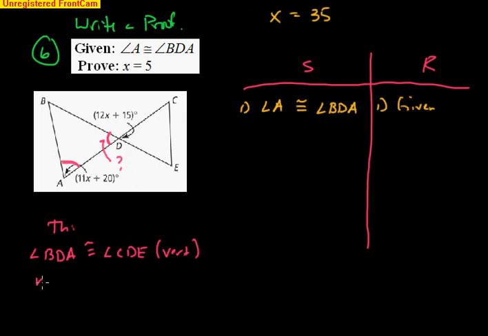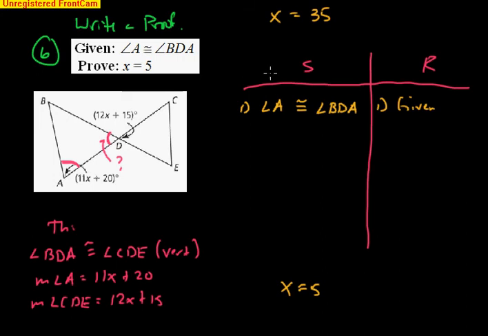So we know two measures. We know the measure of angle A is 11x plus 20. We'll use that. And we know that the measure of angle CDE is 12x plus 15. We're going to have to use that as well. All of these things are going to be needed to show that x is 5. And again, let me make sure I forgot to do this. I'm going to put it way down here because I don't know how long it's going to take.